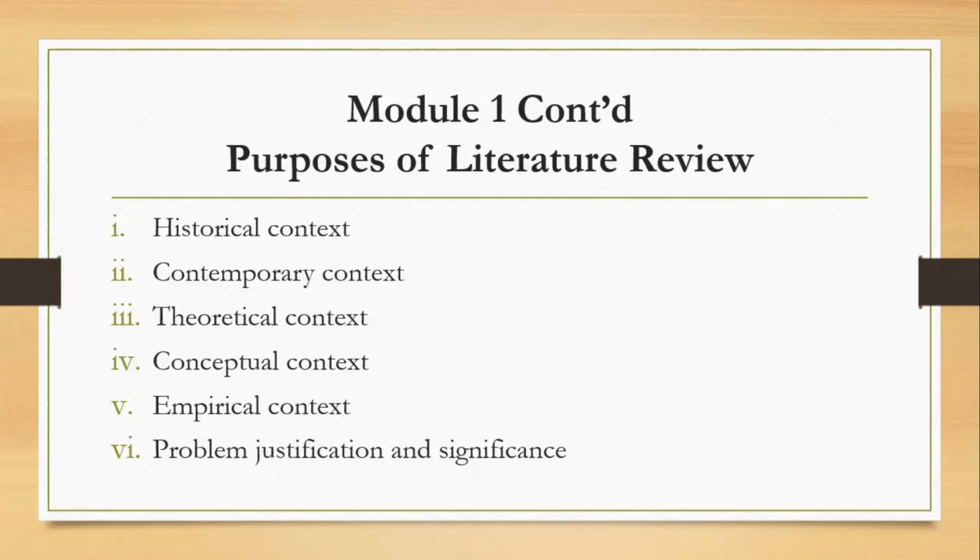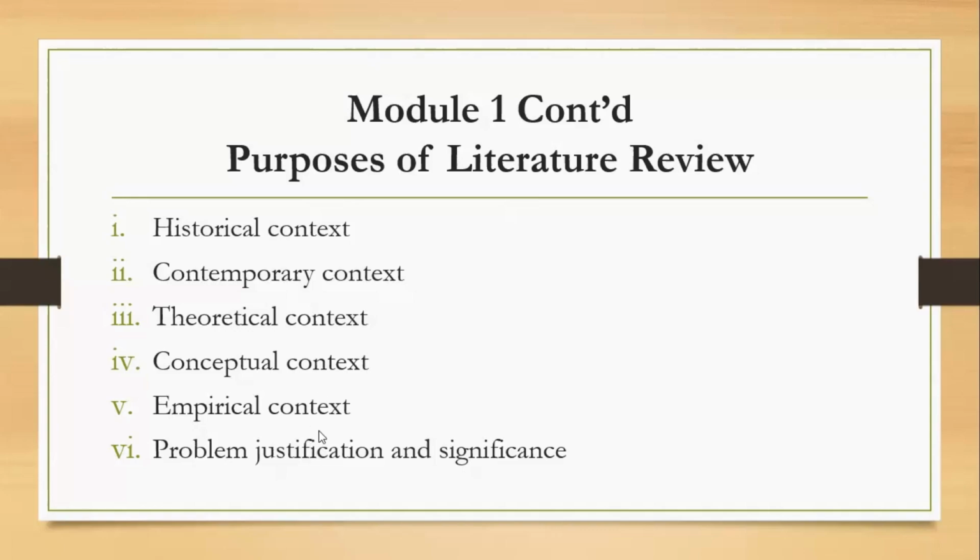So even though there's a chapter called literature review, that is not the only place where your literature review is going to appear. The literature review helps you to achieve like 6 key things. It helps you to achieve a historical context. It helps you to achieve a contemporary context. It helps you to achieve a theoretical, a conceptual, empirical, and a problem justification context.